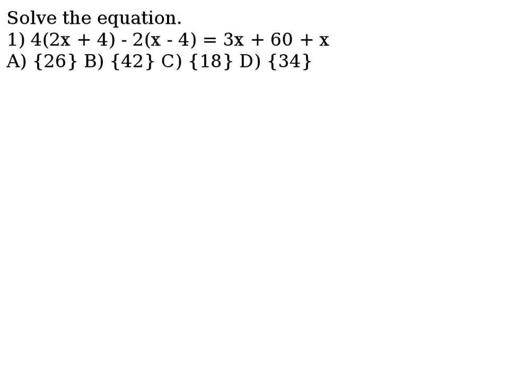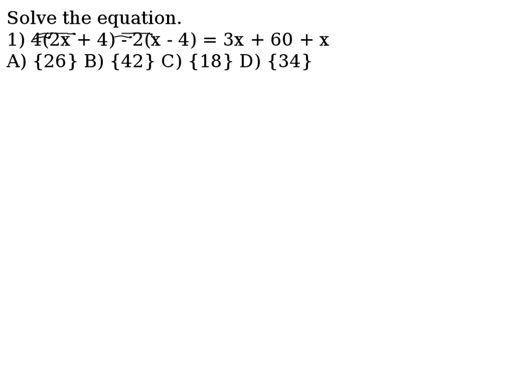Solve the equation. We have 4 times (2x + 4) minus 2 times (x - 4) is equal to 3x + 60 + x. Okay, can somebody tell me what would be the first step? Distribute? Very good. So the first step is to distribute. So let's do that. We need to distribute all of these.